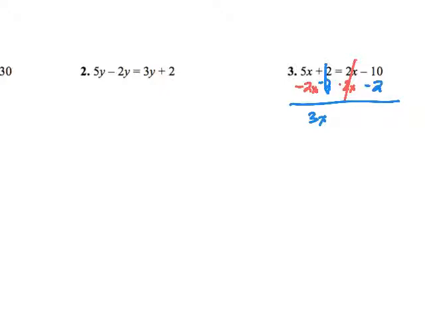and negative 10 minus 2 more. And if you need to use a calculator to get negative 12, please do, because negative 8 makes absolutely no sense. All right, now we're going to divide both sides by 3, and x is negative 4.